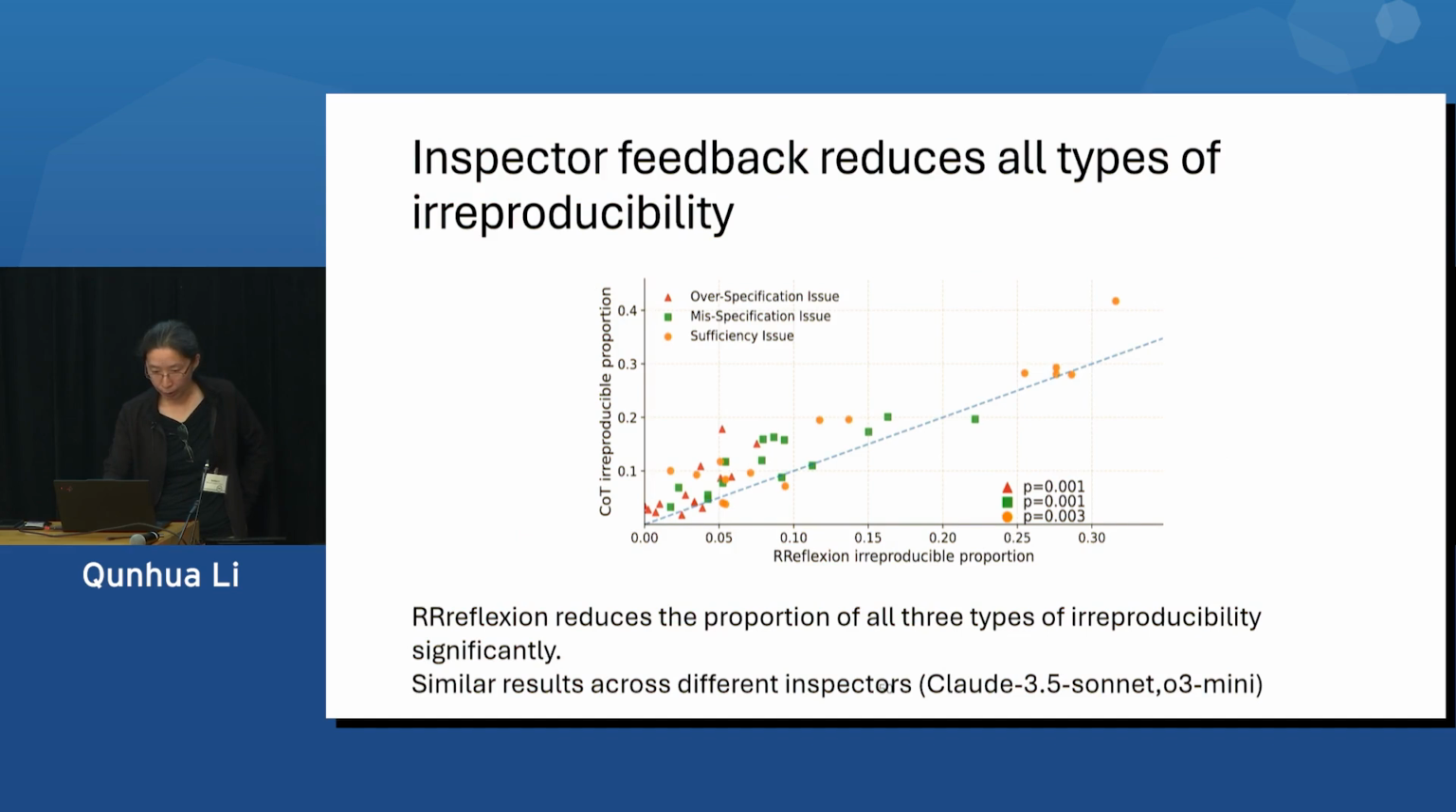And then when we have the inspector, that's in the reflection prompt, it can significantly reduce the proportion of all 3 types of irreproducibility. Okay, so we have 3 different inspector agents, and we checked them. Our results are pretty consistent across these 3 inspectors. And interestingly, we found that Claude has a bit of favoritism toward its own analysis. But for the other 2, the O3 mini and the GPT-4o, we don't observe that.